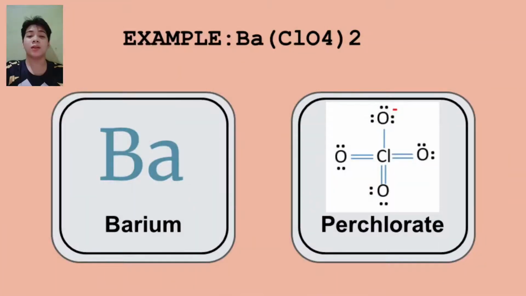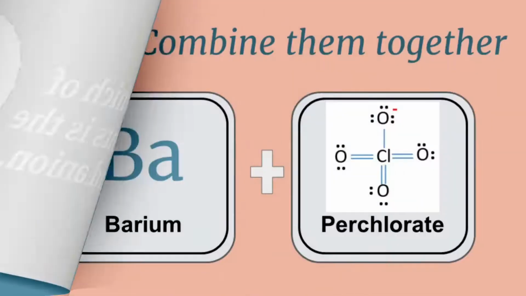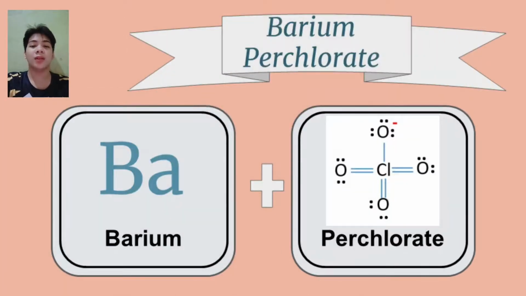So, first, you must first look at the given if it belongs to the polyatomic compound. So let me give you an example. Ba(ClO4)2. So remember that in here, we must put the cation first before the anion. So first is to identify our element, which is Ba. So second, find our anion, which is ClO4. So we just have to combine them with the cation first, followed by the anion. So we have barium perchlorate.